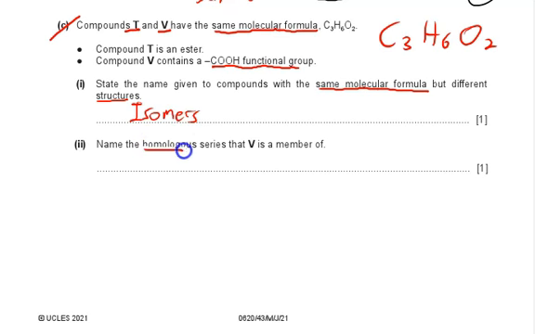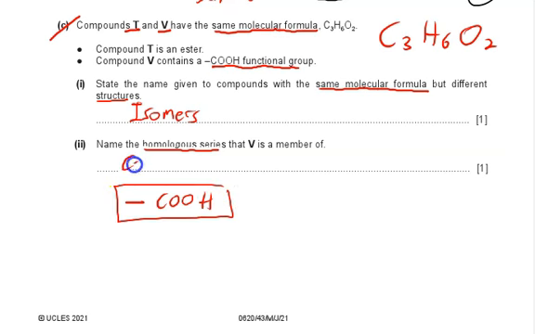Okay, name the homologous series that V is a member of. Once you have this group, all right, so it is a carboxylic acid. Carboxylic acid. Okay, this is your answer here. So let us move on.